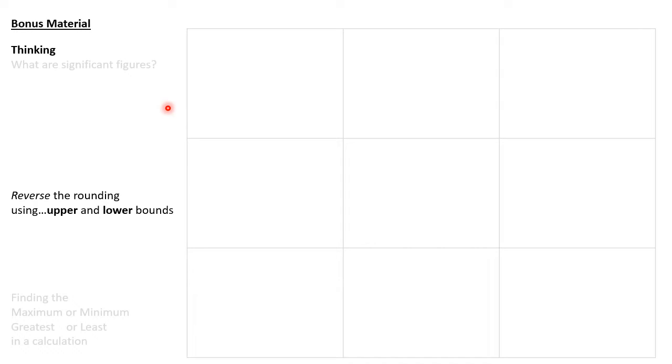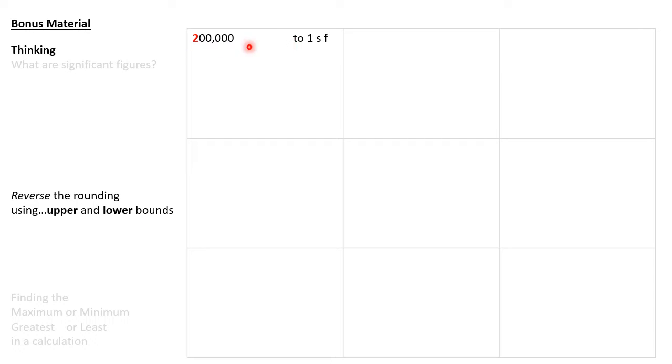So the next part of our thinking process was to reverse, or think about reversing, this rounding process. We're trying to find the upper and the lower bounds of all of these figures. So we know that they've been rounded. What could this number have been between? The upper and the lower bounds are the cut-off points between it rounding to something else.